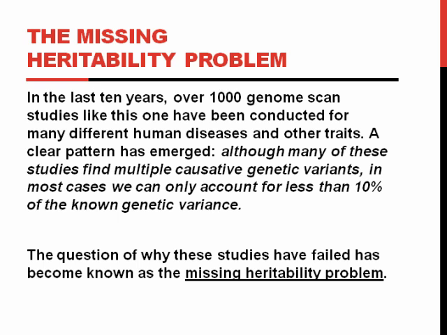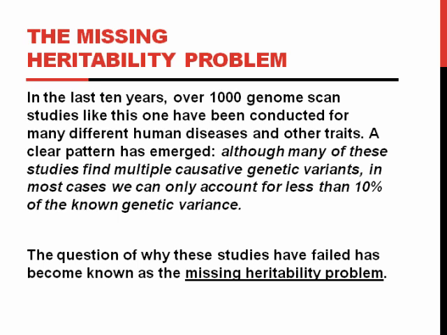There's been, I think now, over 1,000 of these so-called GWASs for many, many different traits. And this clear pattern has come out that although they're finding stuff, almost all of them find stuff. They'll find 10, 20, 30, whatever variants, DNA positions that are affecting the trait. They almost never add up to more than 10% of the known genetic component, and usually a lot less. And so the question of why these GWASs have failed has come to be known as the missing heritability problem.